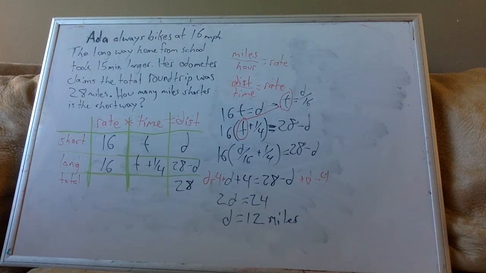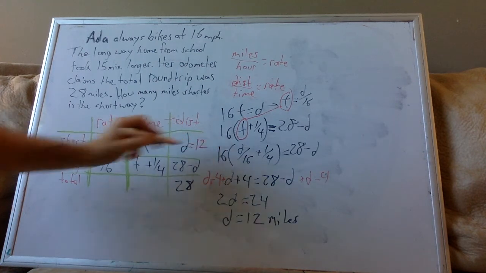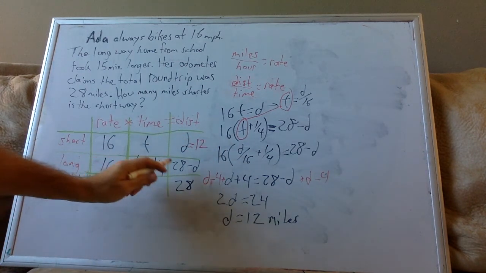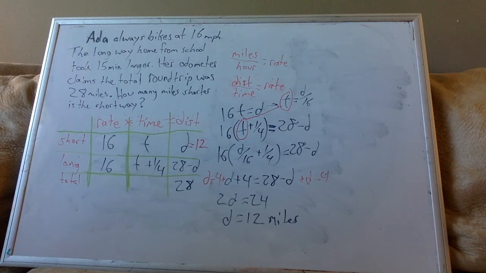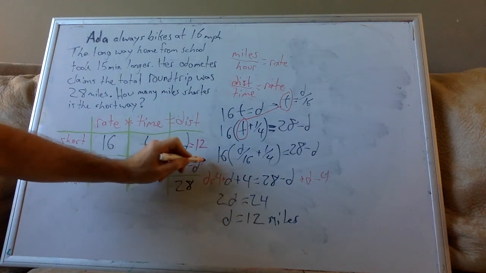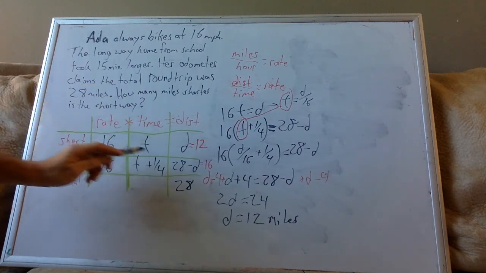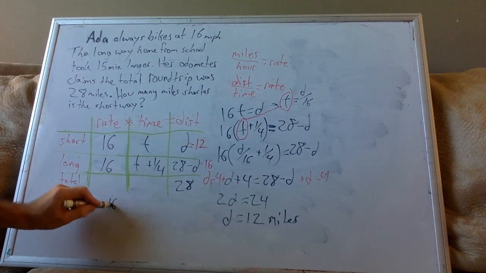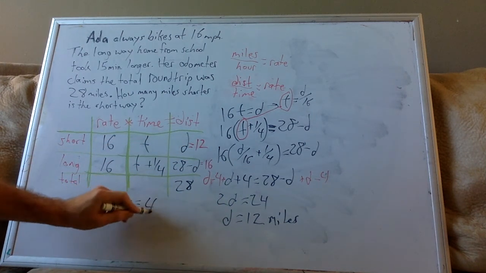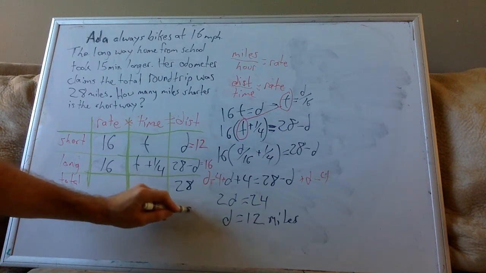But now I have not yet answered the question. Remember the question says, how many miles shorter is the short way? So this is how long the short way is, right? So I could say that is equal to 12. So my long way is 28 minus 12. So that's 16. So to answer the question, how many miles shorter is the short way? Well, that's 16 minus 12. So it's 4 miles shorter.